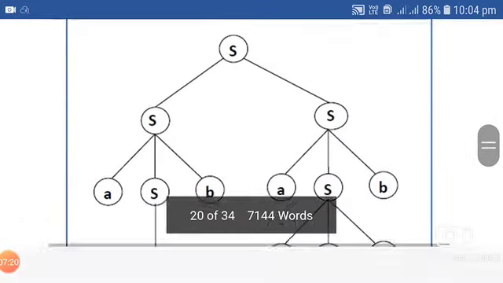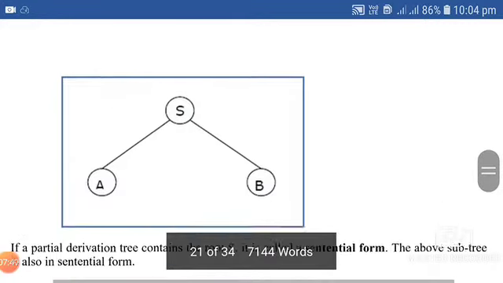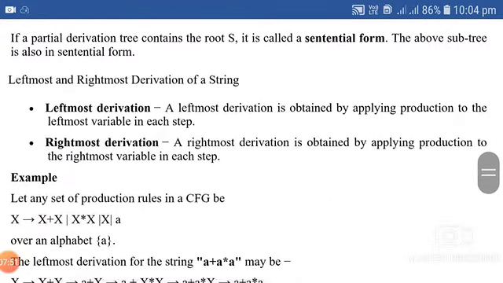And next is sentential form and partial derivation tree. A partial derivation tree is a subtree of a derivation tree (parse tree) such that either all of its children are in the subtree or none of them are in the subtree. It's also given in the below diagram.